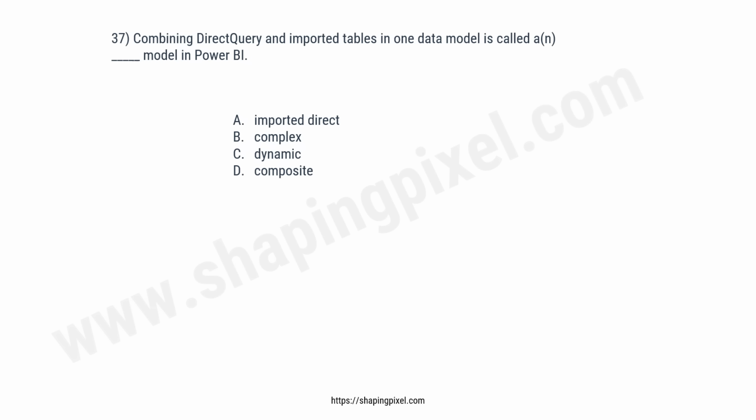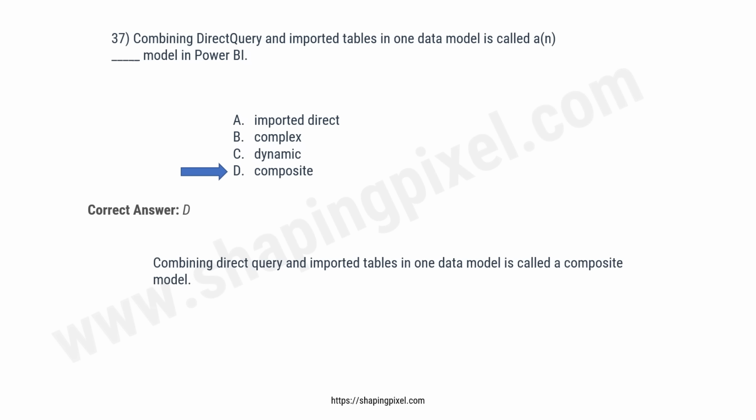Question number 37. Combining direct query and imported tables in one data model is called a dash model in Power BI. And we have four options: imported, direct, complex, dynamic, composite. So the right answer here is option D, composite. Combining direct query and imported tables in one data model is called a composite model.